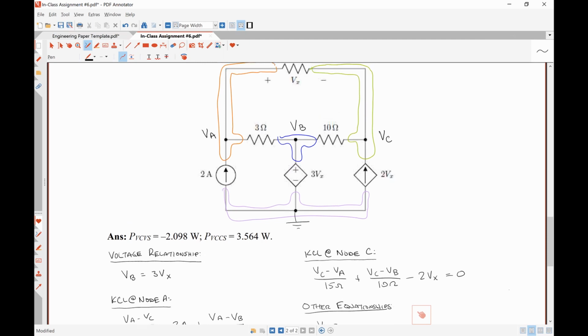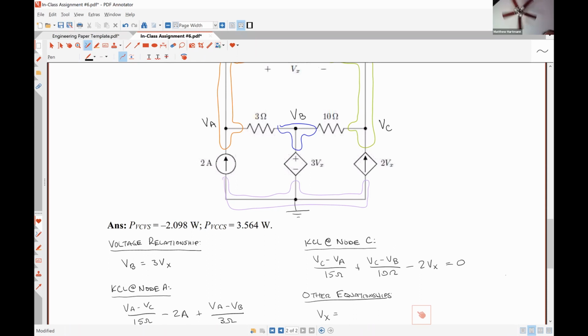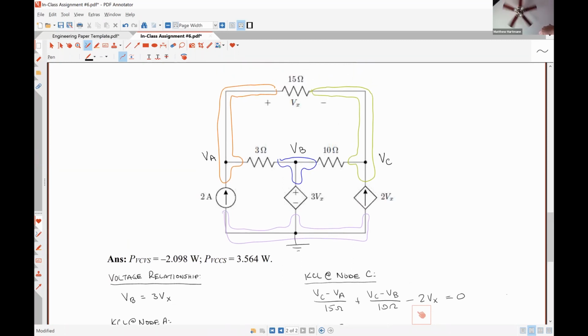VA minus VC. Are you sure? I'm pretty sure, yeah. You're correct. So the reason why I asked you that is I wanted to see if you would bite. A lot of people make a very, very common mistake. I've seen a whole lot of students say that Vx would be VA minus VC over 15 ohms. So let me write that down. That's the current. Exactly right.